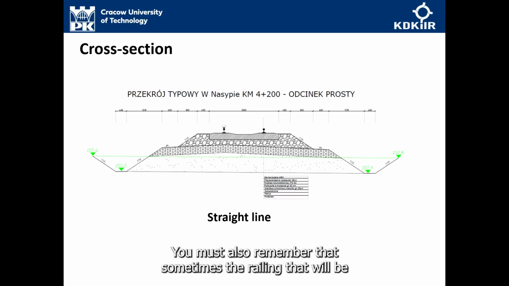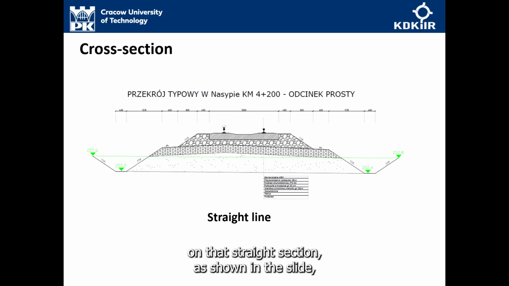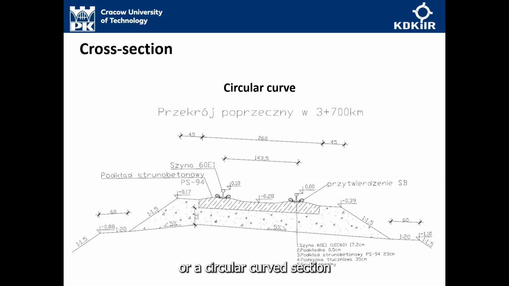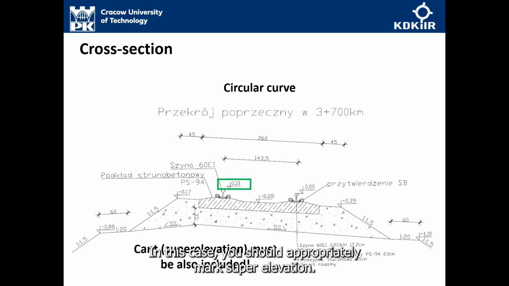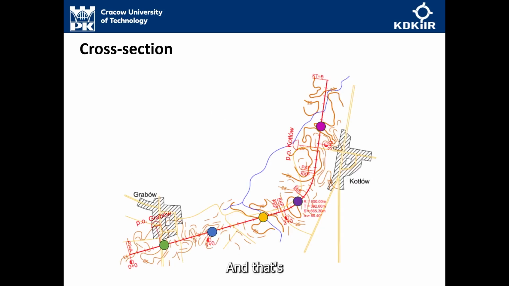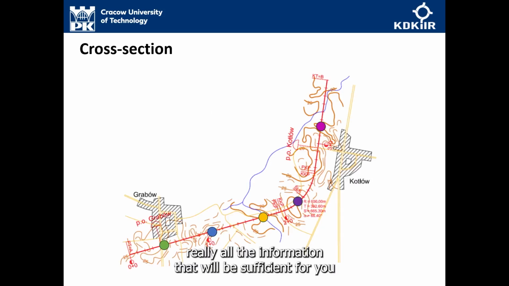You must also remember that sometimes the railway line will be on a straight section, as shown in this slide, or a circular curve section. If a circular curve appears, remember that you will most likely have a superelevation. In this case, you should appropriately mark the superelevation and profile the individual track layers so that they are adapted to the assumed superelevations. And that's really all the information that will be sufficient for you to create a cross-section.